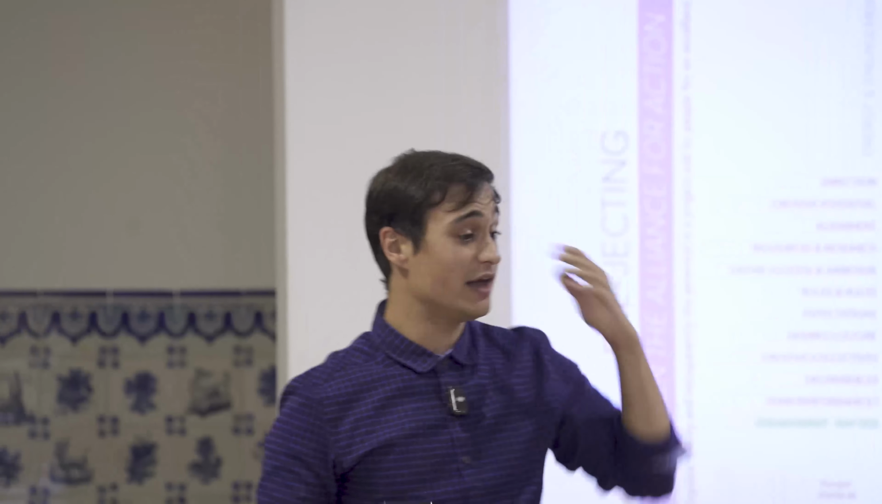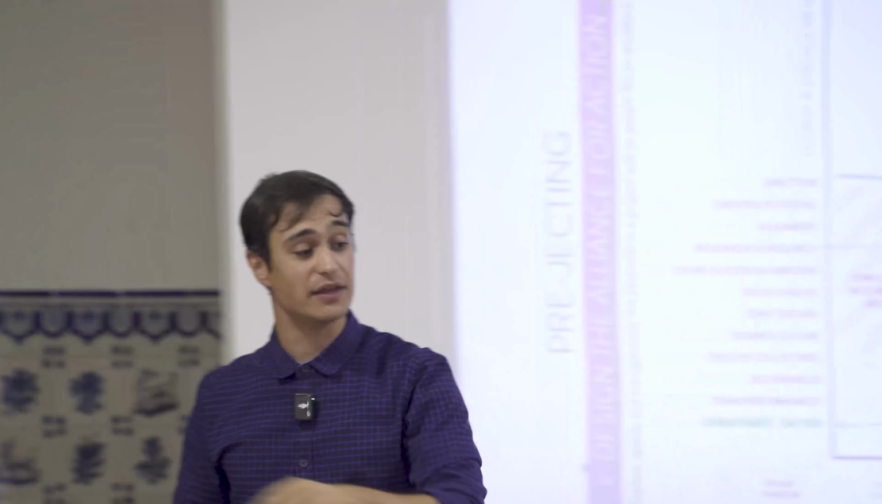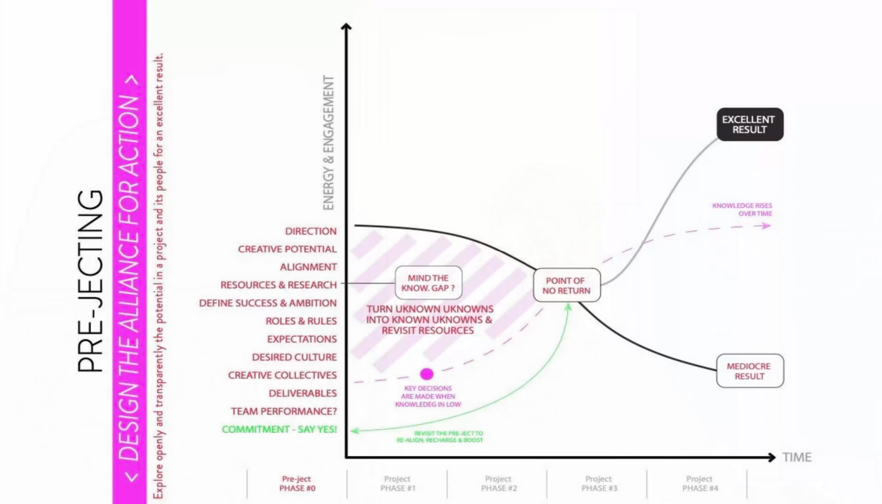All right, so what is projecting essentially? This is a hell of a graph, but if you look at the x-axis, it says time, and the y-axis is the energy and engagement. And there are 8 fields on the y-axis, which are the most important. If you utilize them, you will not get a mediocre result, but an excellent result, which I hope we all want to strive for.